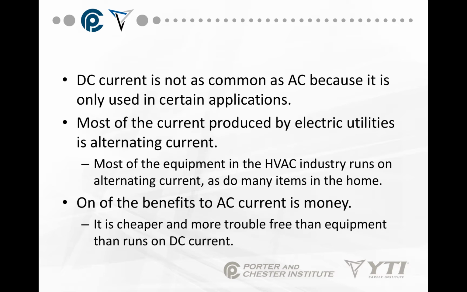Most of the current produced by the electric utilities is alternating current. Most of the equipment in the HVAC industry runs on alternating current, as do most of the items in the home. One of the biggest benefits, and the reason for this, is because there's money involved. It's cheaper and more trouble-free than equipment that runs on direct current. However, you have much more control over things like motor speeds, exact voltages and stuff like that with direct current. So you have a trade-off.